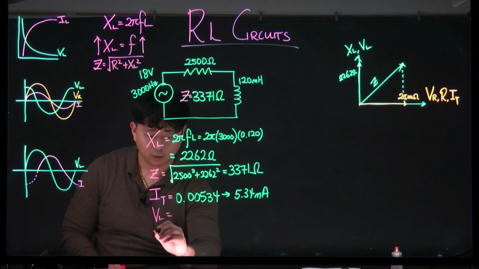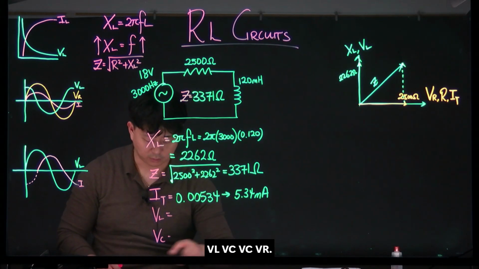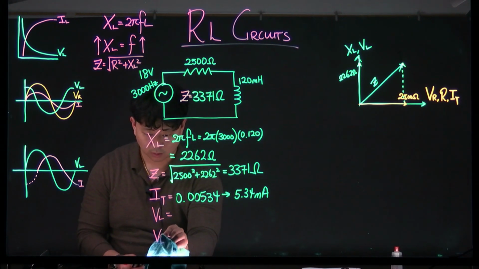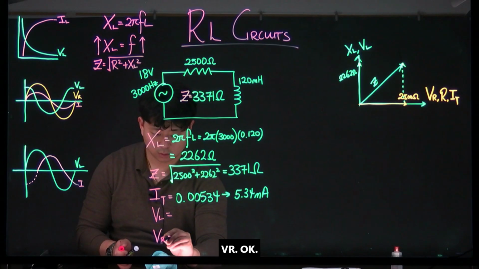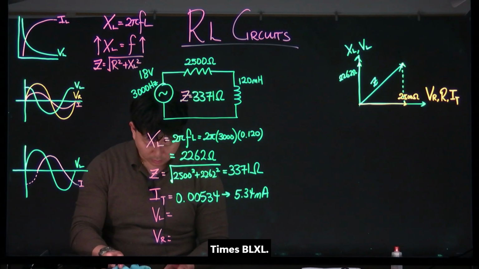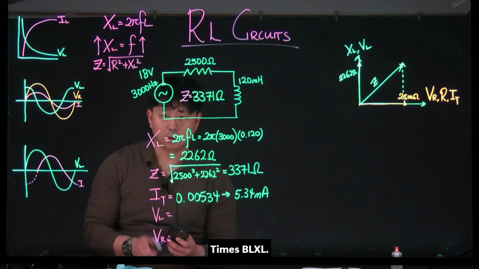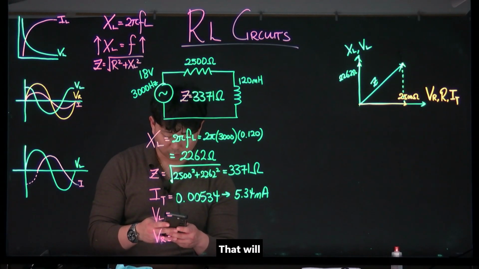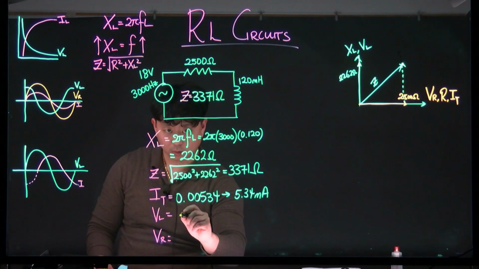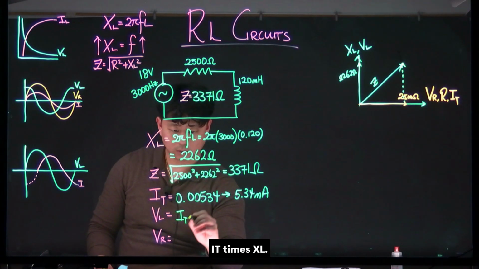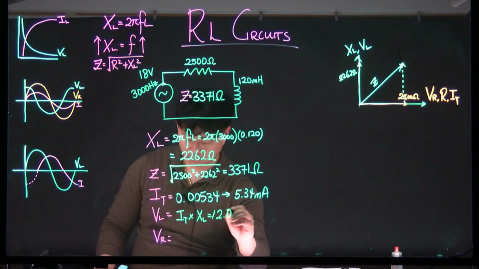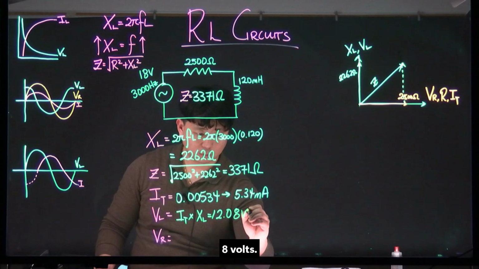VL, VC, VR, that's what I meant to say. VR, okay, and VL is IT times XL, which is 2262. That will be 2.8 volts.